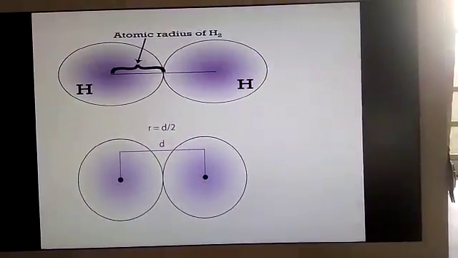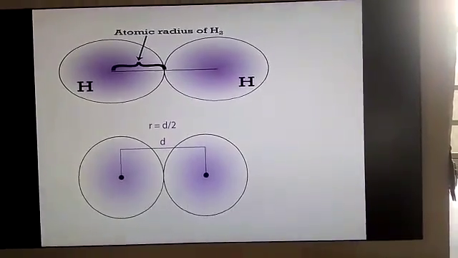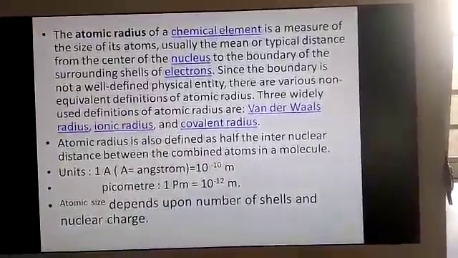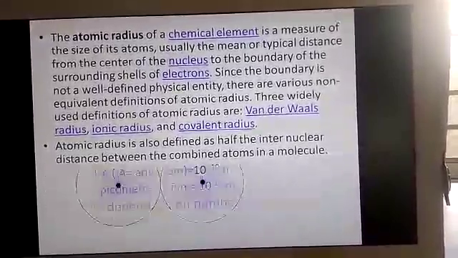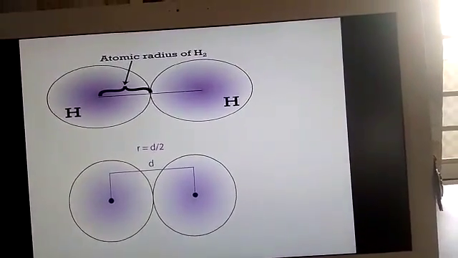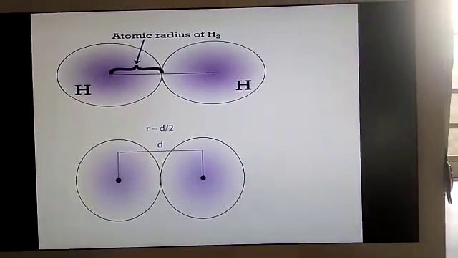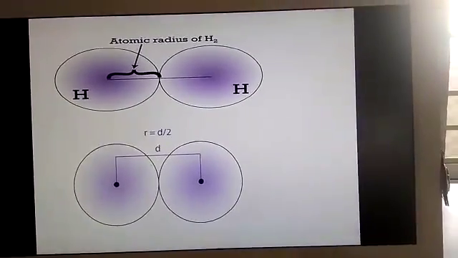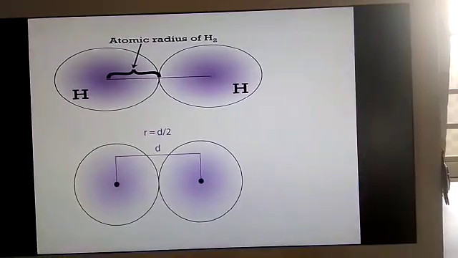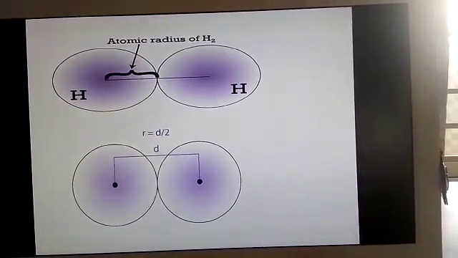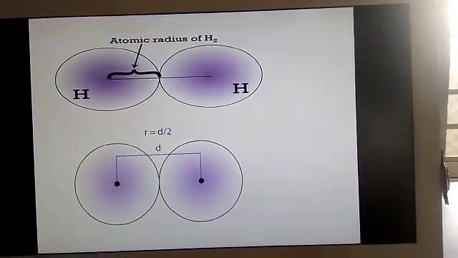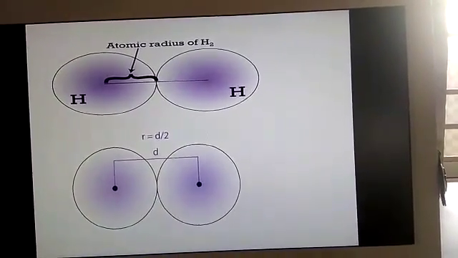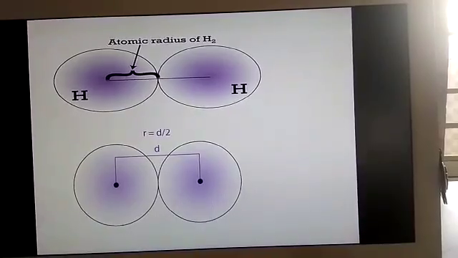See the atomic radius of hydrogen. What is the definition given? Atomic radius is defined as half of the internuclear distance between the combined atoms. So here hydrogen is combined. Half the atomic radius of H2, half of the internuclear distance. The nucleus will be in the middle and the outermost shell has the electron. That is the internuclear distance between the two combined atoms. That is radius equals d by 2, that is, atomic radius equals distance by 2.